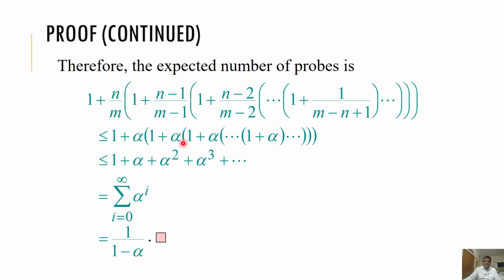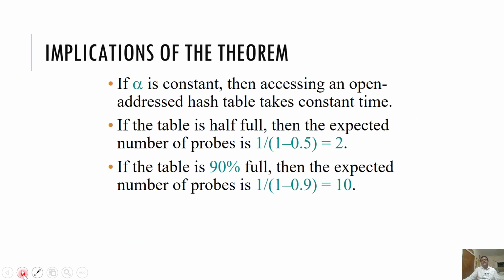Now we take this, and this is less than or equal to an infinite series, basically a power series, 1 by 1 minus alpha, because alpha is less than 1. Now if our table is half full, if alpha is 0.5, then 1 by 1 minus alpha is 2. That means if our table is half full, we need 2 probes for an unsuccessful search, which is quite reasonable. But if the table is quite full, like 90%, then 1 by 1 minus alpha is 10. So that means 10 probes are required.